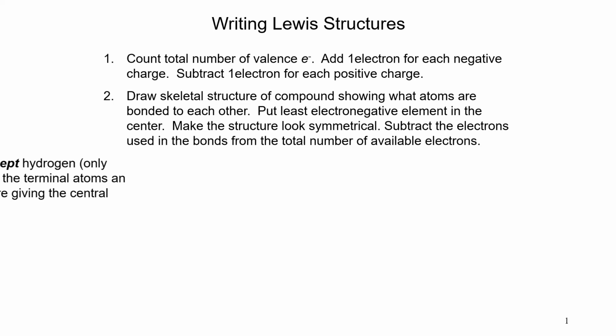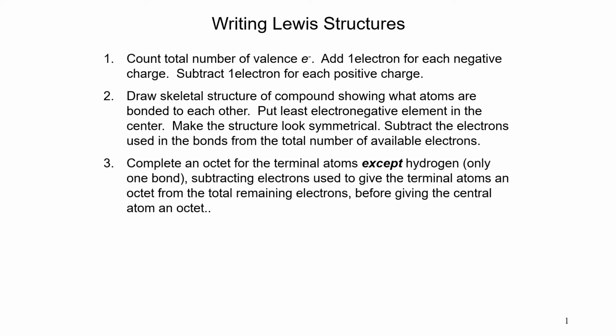Okay. Next step is completing an octet for the terminal atoms. So remember, those are the atoms that are bonded to the central atom. Except for hydrogen, it will always be terminal, but it only forms 1 bond. So it only needs 2 electrons. It follows the duet rule.